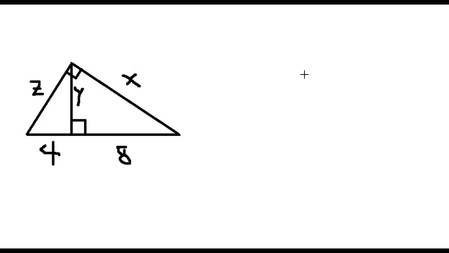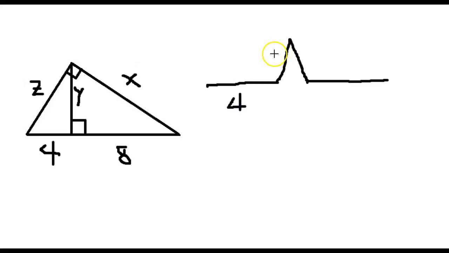Here we have another example, so we'll jump right in. Let's use our first schematic. It includes the short part of the hypotenuse, the altitude again, and the long part of the hypotenuse. The short part of the hypotenuse is 4, the altitude is y, the altitude again is y, and the long part of the hypotenuse is 8.